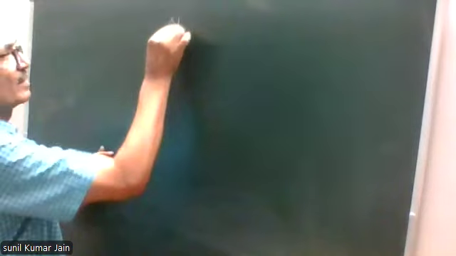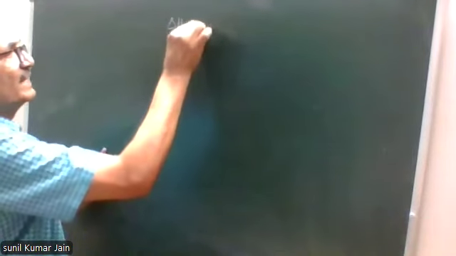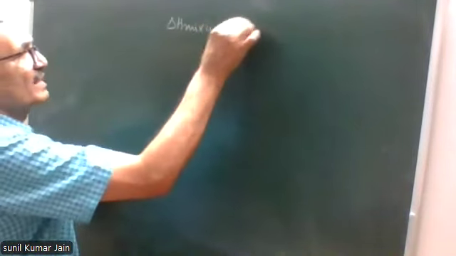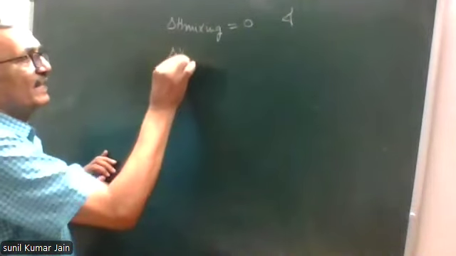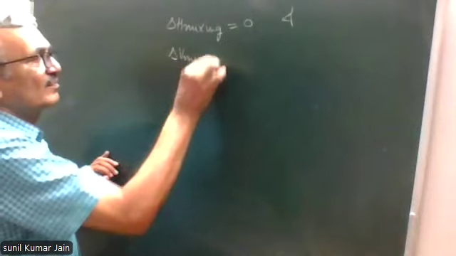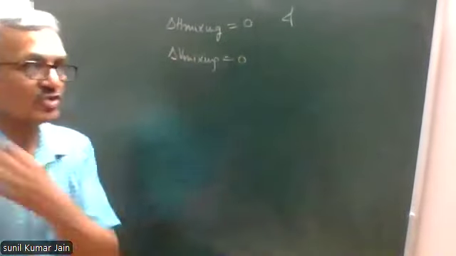Next paragraph. For ideal solutions, delta H mixing is equal to 0 and delta V mixing is equal to 0.